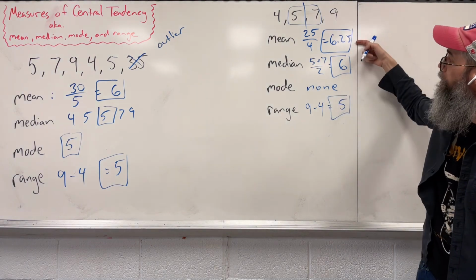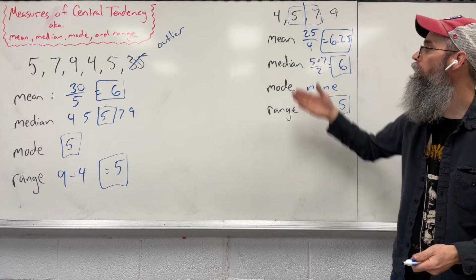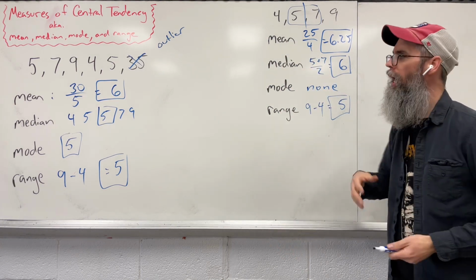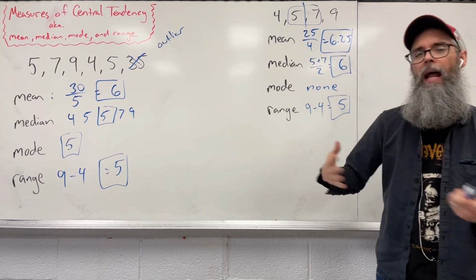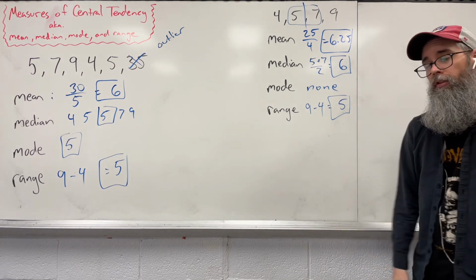So we get an answer of 6.25, 6, and 5. They're all kind of close to each other. And that's the point. We have 4 different ways of finding something, and we're looking at them in different aspects. And these are measures of central tendency.